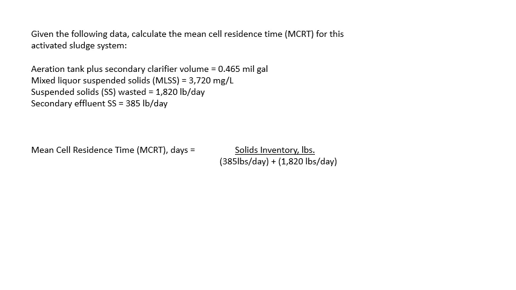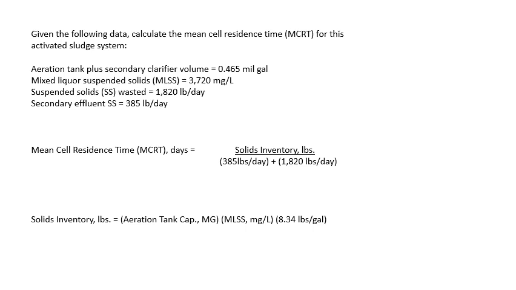So we can go ahead and plug in our 385 pounds per day plus our 1,820 pounds per day into the formula, and we need to solve for solids inventory in pounds. Solids inventory in pounds is the aeration tank capacity, million gallons, times the MLSS, milligrams per liter, times the standard of 8.34 pounds per gallon.